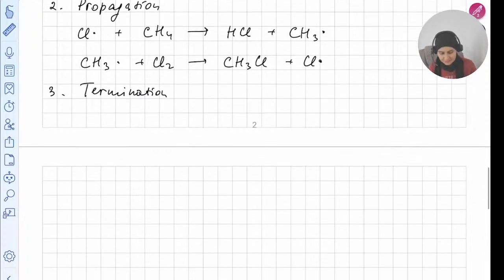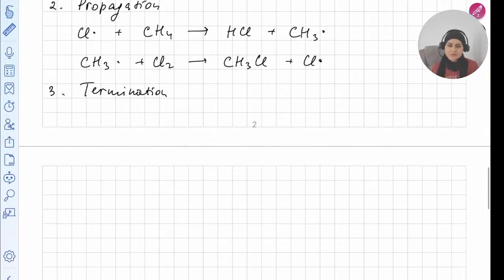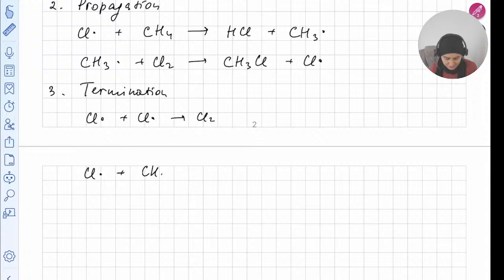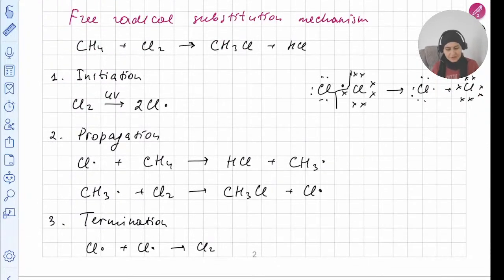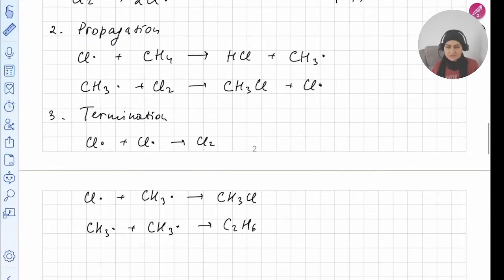In termination step, we are just colliding all radicals randomly. Yeah? So we have Cl radicals which can collide and form Cl2. We have Cl radical that can collide with CH3 radical. And we can collide two CH3 radicals together to form a C2H8. Not 8, 6. My perfect mental math. Today it's even more perfect than usually it is. Okay, so C2H6.